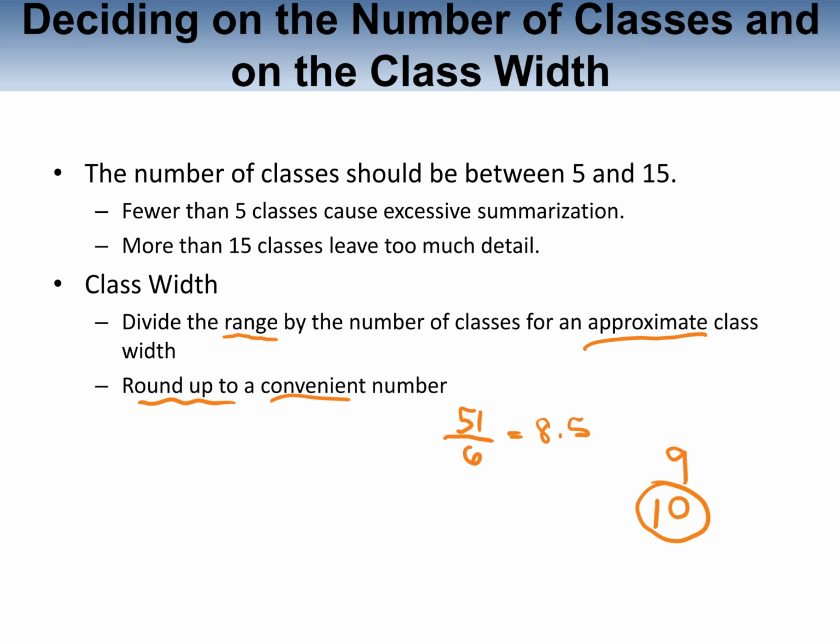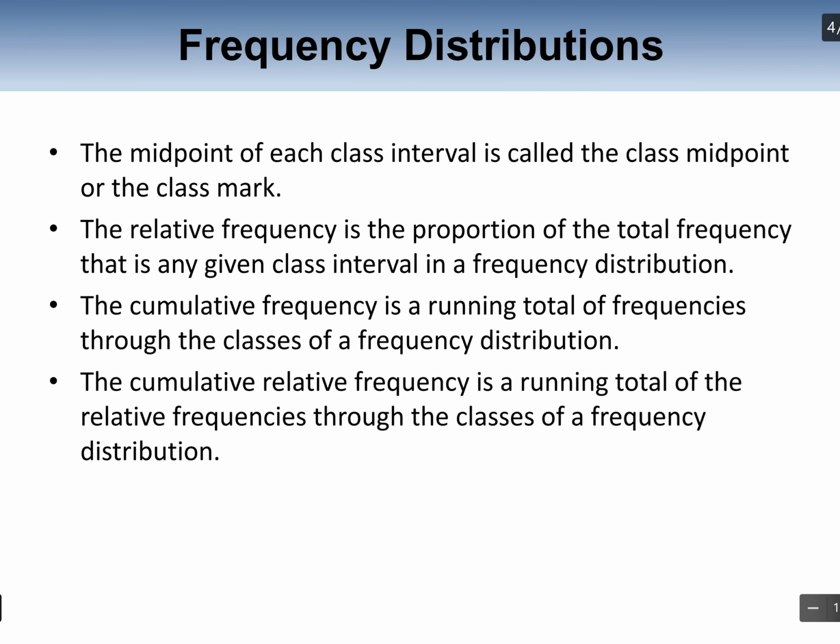and it's really nice to have the class width equal to 10. Okay, so the midpoint of each class interval is called the class midpoint or the class mark. And to get the midpoint, you take the beginning class endpoint, add that to the ending class endpoint, and then divide that by 2, and that will give you the midpoint of that class.